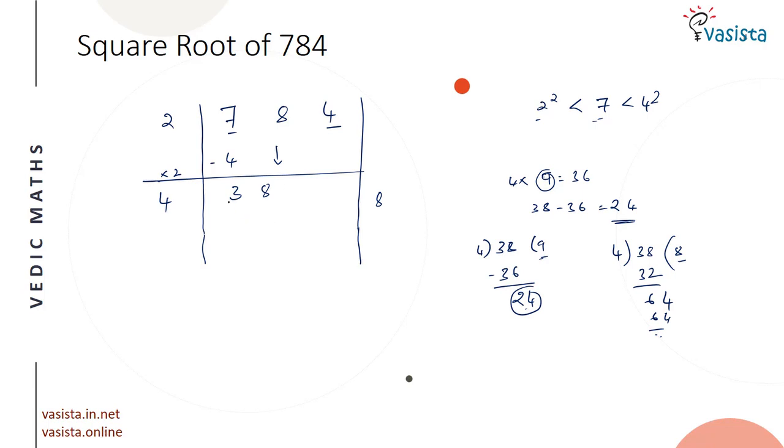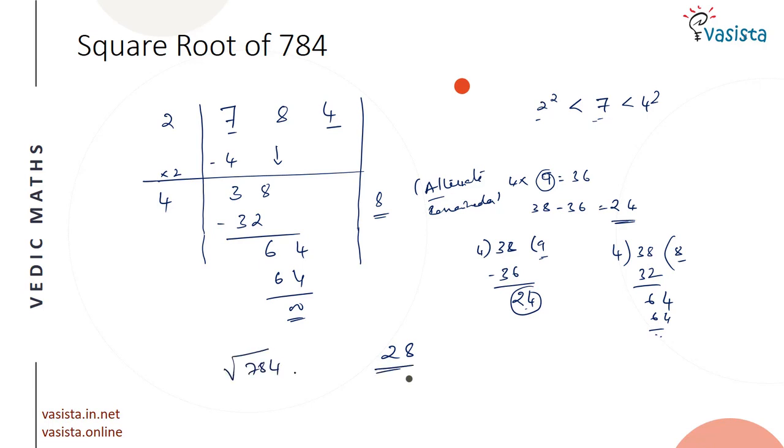Let us go with this. 4 eights are 32, by using the alternate remainder, which you learnt in the third level. So 4 eights are 32. You are going to get 6. So bring down 4. The square of 8 is 64. This will become 0. So the answer will be 28. The square root of 784 is 28.